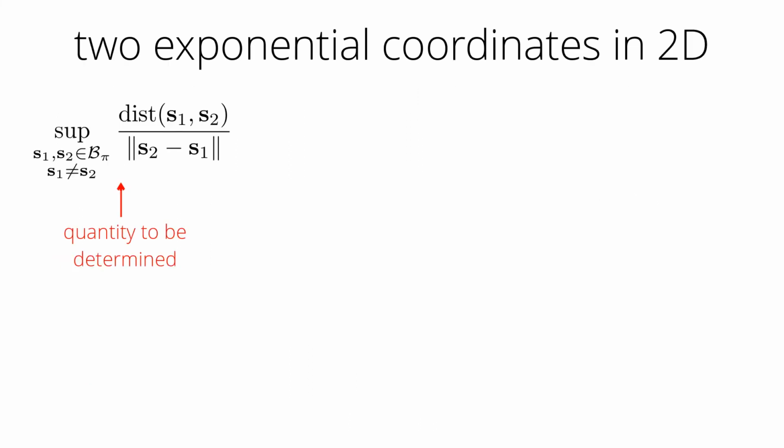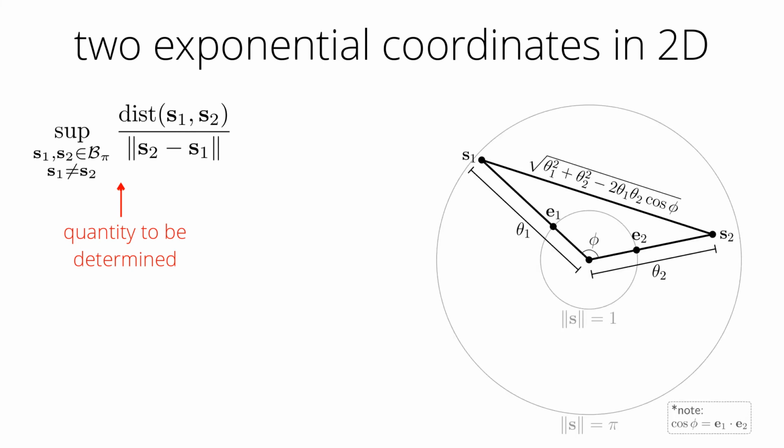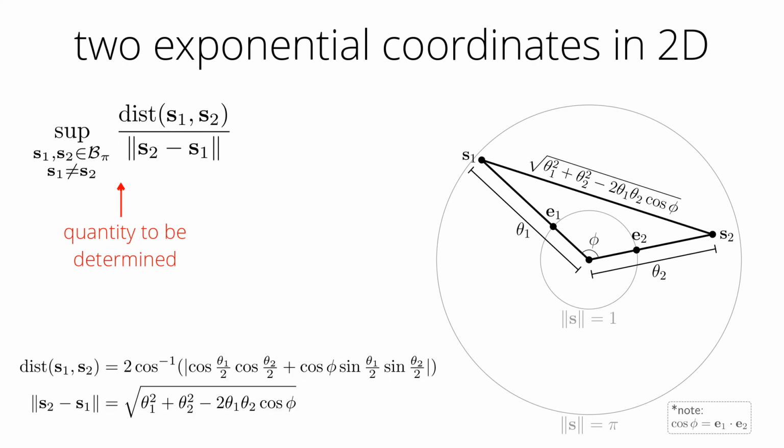Starting with exponential coordinates, in the top left we have the quantity we need to determine. This quantity consists of 6 degrees of freedom and 2 constraints, which makes analysis a little tricky. But if we look at it in 2D, we can reduce it to 3 degrees of freedom, and we can write the angular and Euclidean distances as the equations in the bottom left. Then analyzing those equations, we can determine that the quantity in the top left equals 1.